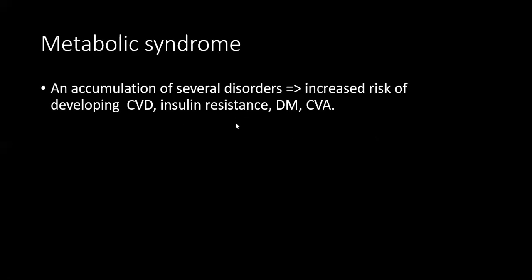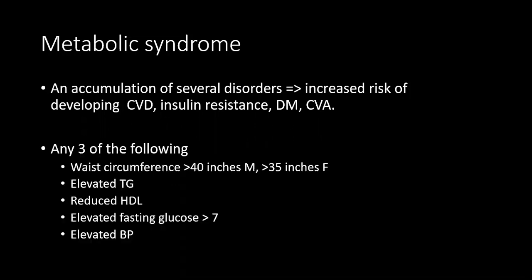So let's speak about metabolic syndrome. This is an accumulation of several disorders that lead to an increased risk of developing cardiovascular disease, insulin resistance, diabetes mellitus, and cardiovascular accidents. Any three of the following. So out of this list of 5, if a patient has any 3, that is a diagnosis for metabolic syndrome. A waist circumference of more than 40 inches for men and more than 35 inches for females. Elevated triglycerides, reduced HDLs, elevated fasting glucose of more than 7, and elevated blood pressure.